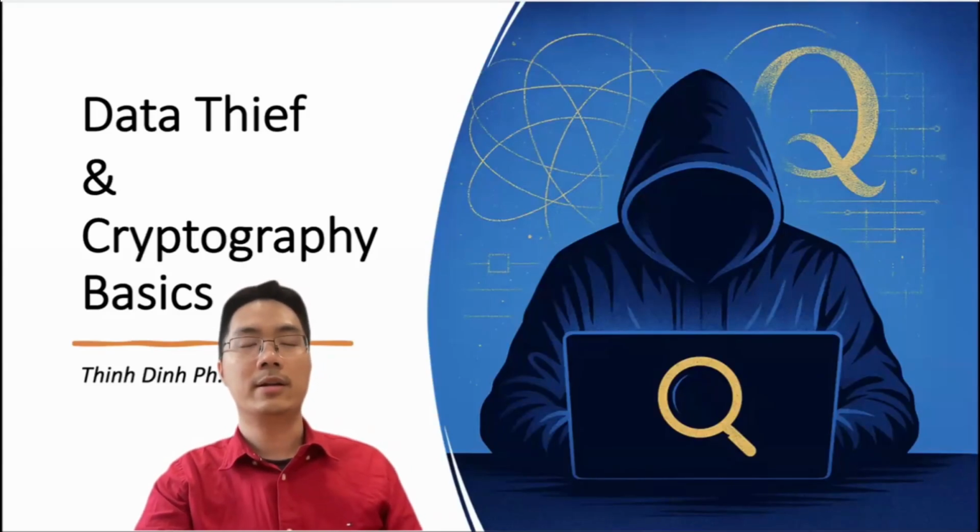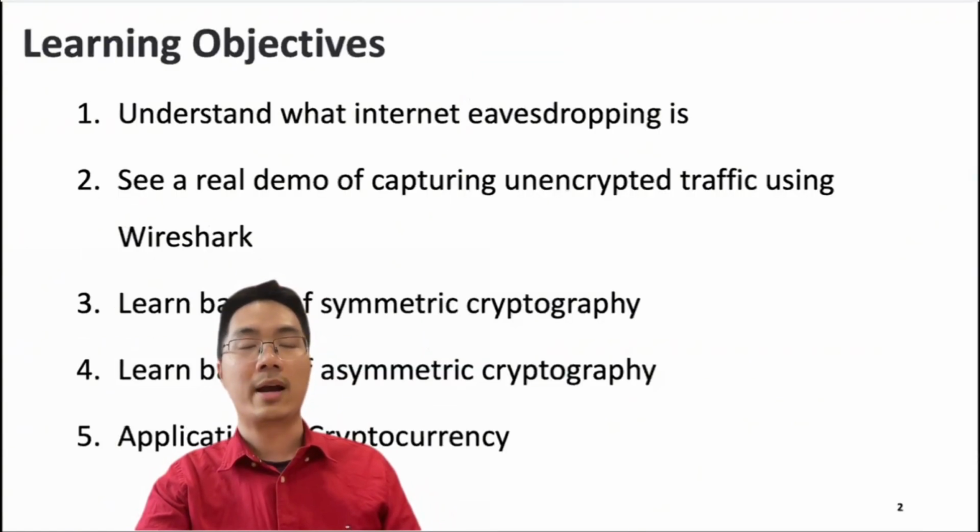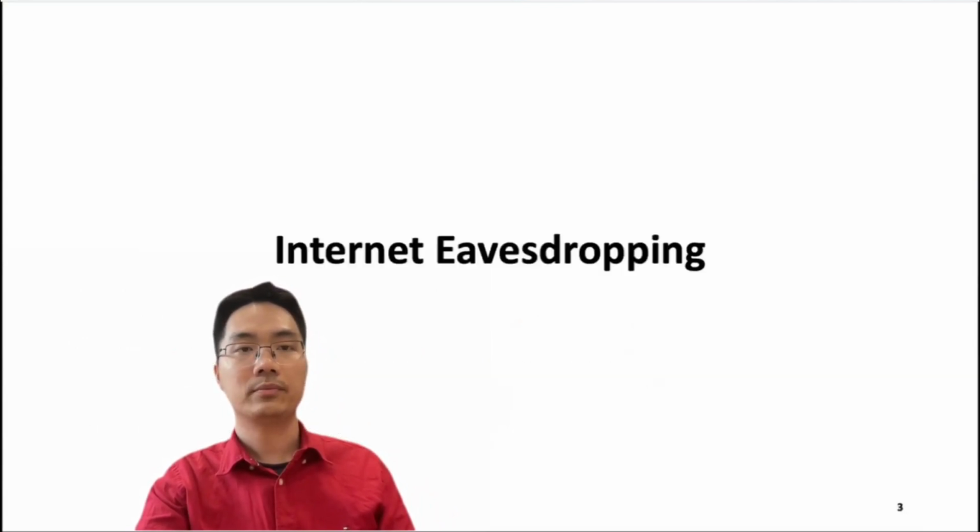Hello everyone. In this video, we will talk about data theft and the basics of cryptography. There are 5 objectives to learn today. The first thing is to understand what internet eavesdropping is. Then we will see a demo of capturing unencrypted traffic using Wireshark. Then we will learn the basics of asymmetrical and symmetrical cryptography. And then we will talk about an application in cryptocurrency.